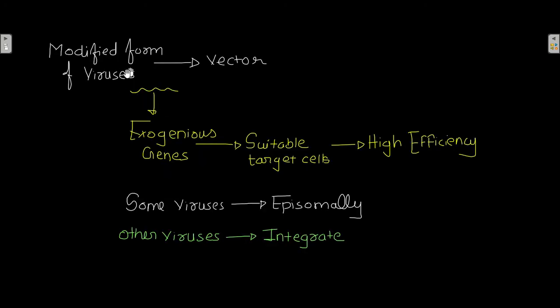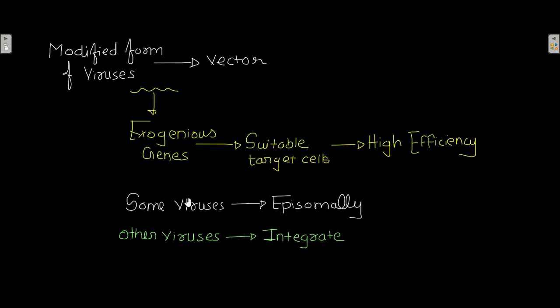So modified forms of these viruses are known as vectors, and these vectors made from these viruses can be used to transfer the exogenous genes into suitable target cells at high efficiency. You can modify this animal virus, you can make a vector out of it, and then you can use that vector to transfer exogenous genes into suitable target cells at high efficiency, and that is what transduction is.